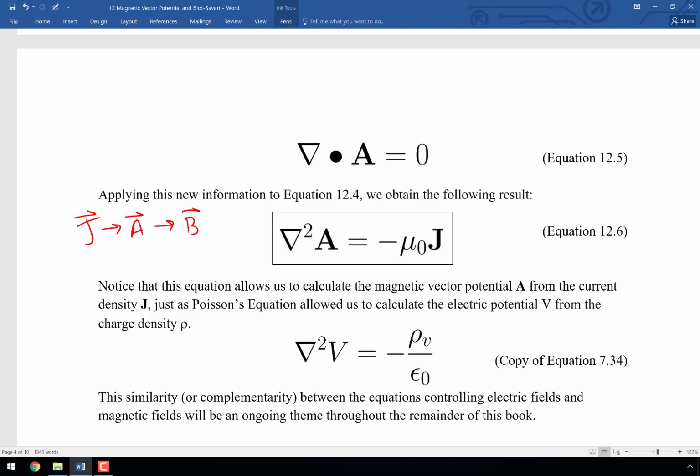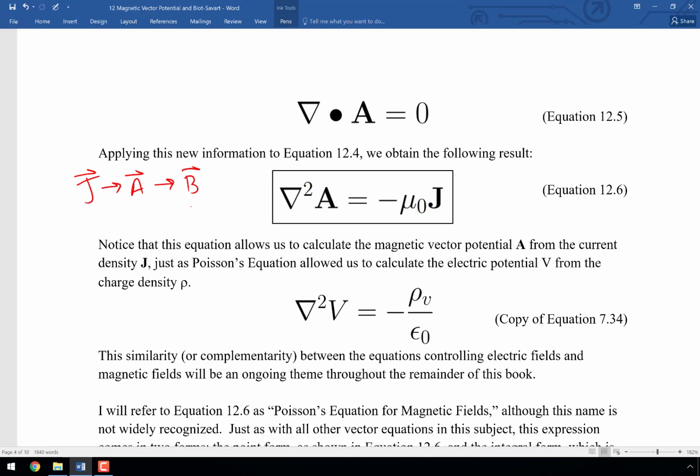Now, we didn't derive that equation simply by looking at Poisson's equation. We derived it from the fundamental laws of magnetostatics, but it's nice to see that we get a result that's very similar to what we had previously seen for electrostatics as well. This similarity or complementarity between the equations for electric fields and the equations for magnetic fields is going to be a theme we're going to come back to over and over and over throughout the rest of this book.